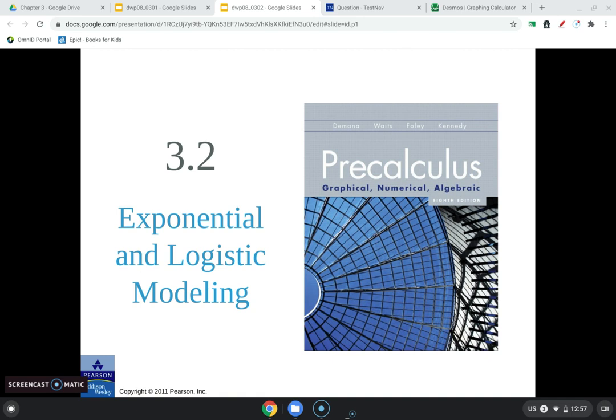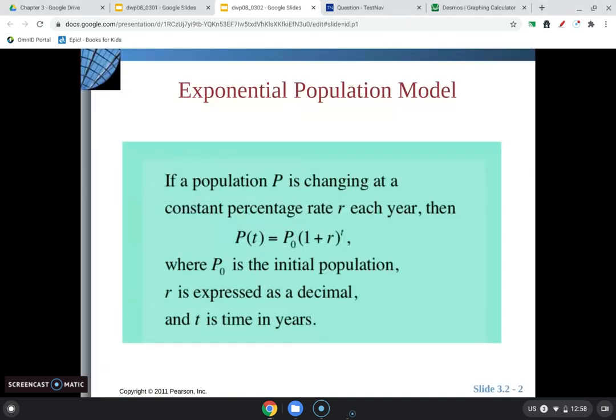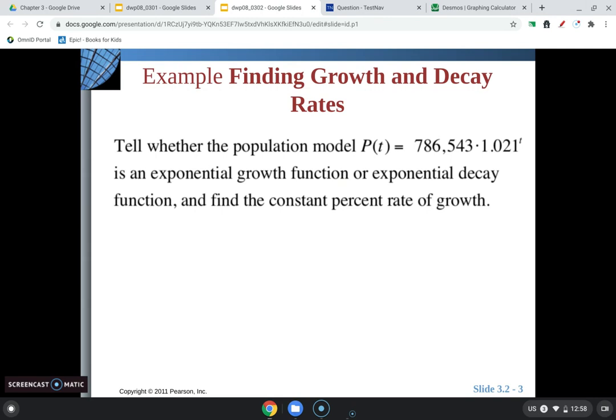Calc Lesson 3.2, doing some exponential and logistic modeling. Anytime you're doing a population model, you want to take P sub 0 as your initial population, R is expressed as a decimal, and T is time in years. So with R, make sure you put the 1 in front of it because you are growing if it's going up. If it's going down, then that's a different set of circumstances.